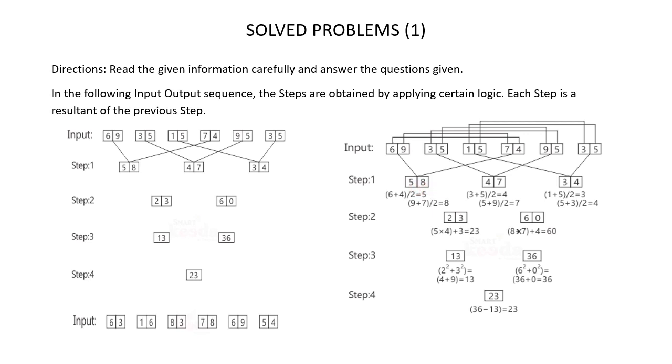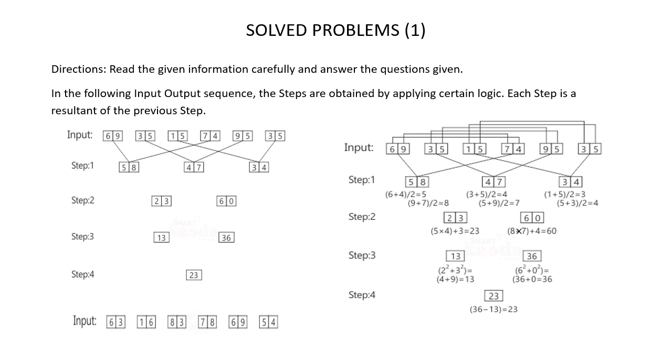Similarly, the second and the fifth numbers of the input are connected to get the second number of step 1. Here also you can see that 3 plus 5 is 8. 8 divided by 2 is 4. 5 plus 9 is 14 and 14 divided by 2 is 7. So 47 is the second number in step 1.